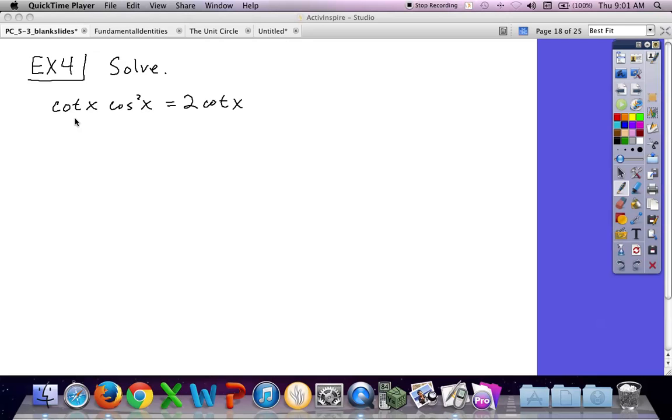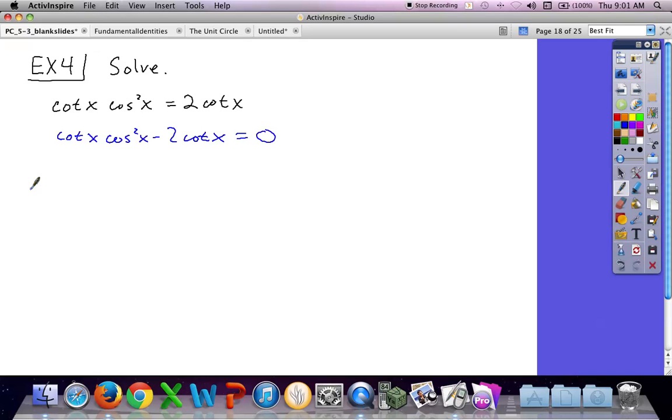If you're dividing by something that could be 0, instead you want to get everything on one side, 0 on the other, and then factor, right? Don't divide out that one thing. It actually might be part of the solution, right? So we're going to do this. Let's subtract the 2 cotan. Cotan x cosine squared x minus 2 cotan x equals 0. And then factor out the cotangent.